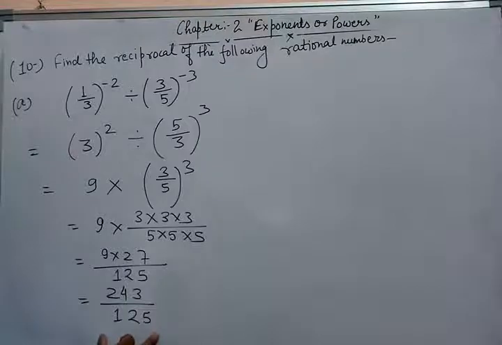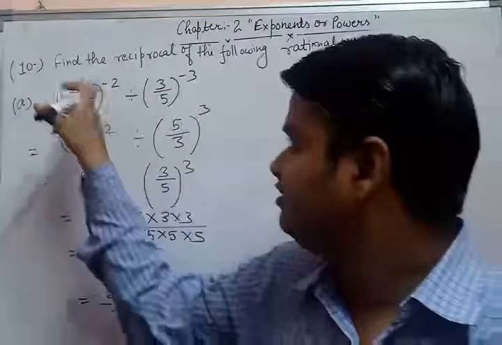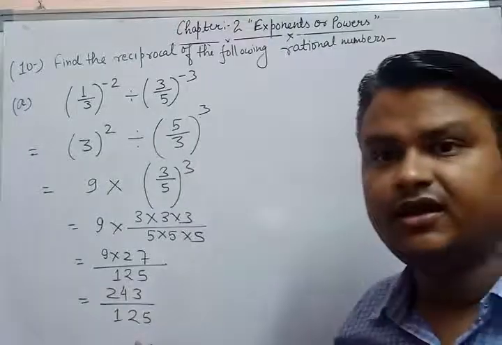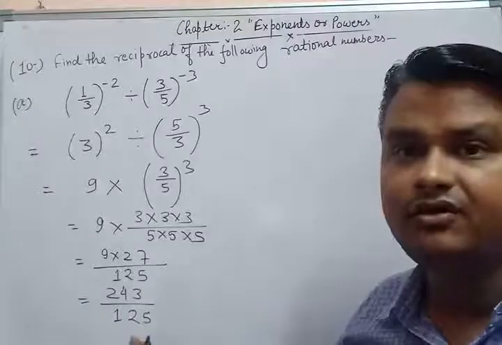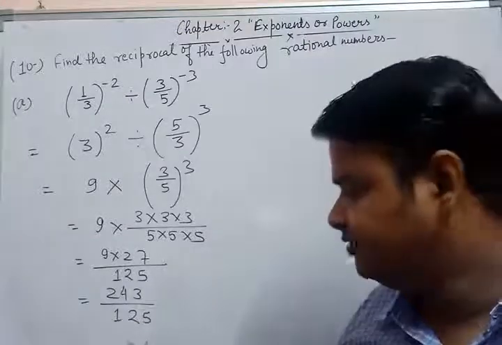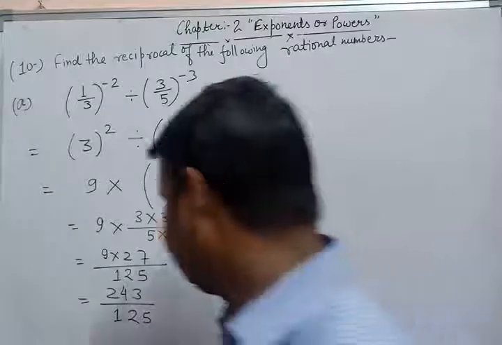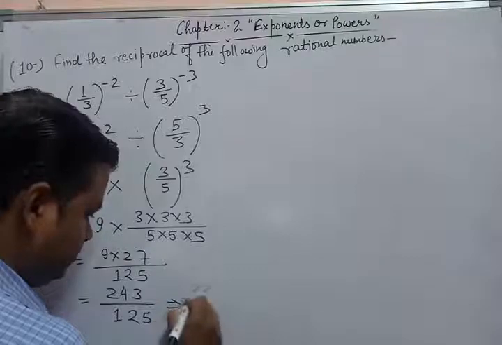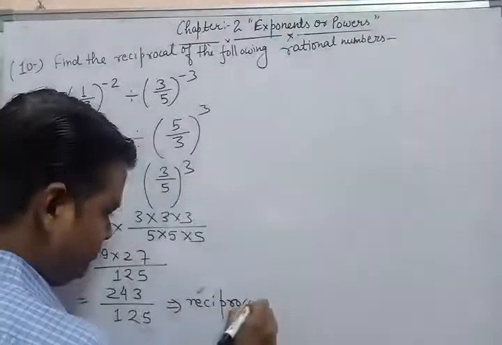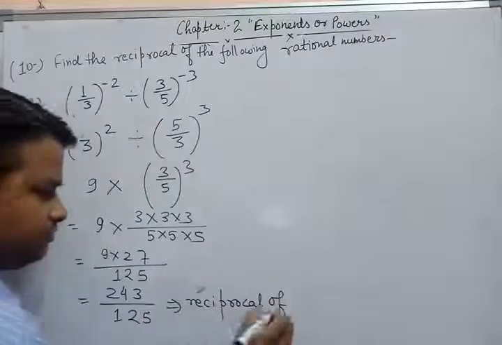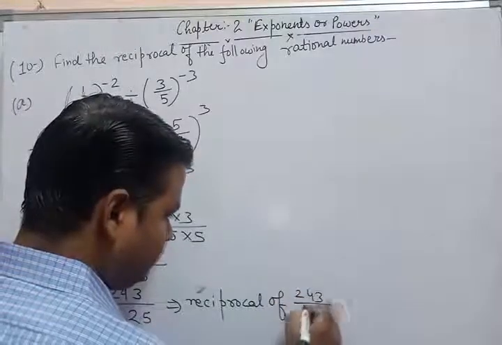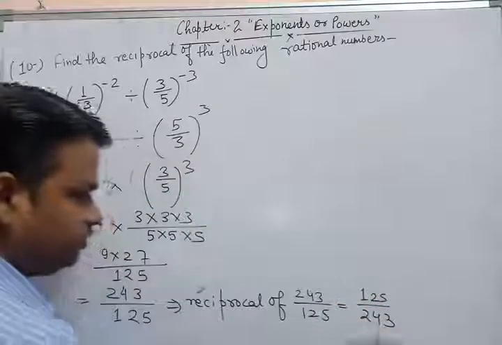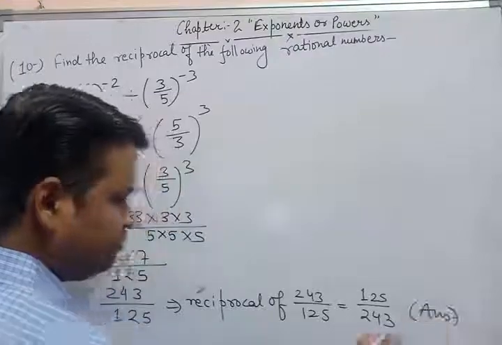So students, this is not the answer, because the question says to find the reciprocal of the following. It means when you get the answer, then again you have to write the reciprocal of this. So students, what is the reciprocal of this rational number? The reciprocal of 243 upon 125 is 125 upon 243, and this is the answer.